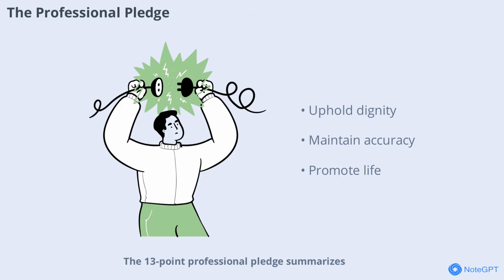The 13-point professional pledge summarizes the core values of medical technologists: accepting responsibilities, upholding dignity, reliability, honesty, and integrity, performing with confidence and accuracy, maintaining confidentiality, continuously improving skills, sharing knowledge, contributing to professional organizations, practicing fairness, avoiding conflicts of interest, dedicating lab science to promoting life, upholding the law, and reporting violations. These commitments ensure that practitioners remain ethical and accountable.